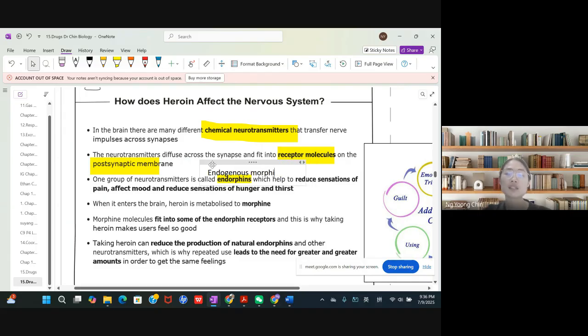Means that your body is able to produce its own morphine. So it is known as endorphin, endogenous morphine. Endogenous refers to the substance, the hormones, which is being produced by your own body cells. So endorphins are a kind of neurotransmitter. They help you to feel better or reduce the pain. Okay, reduce the sensation of pain.